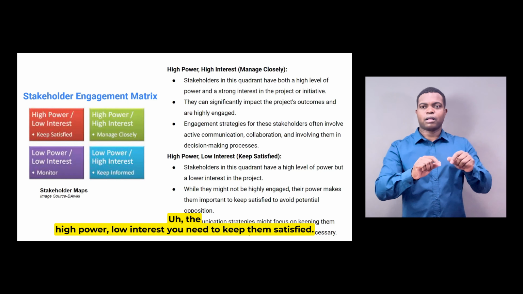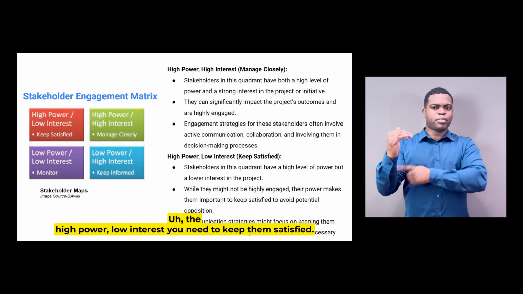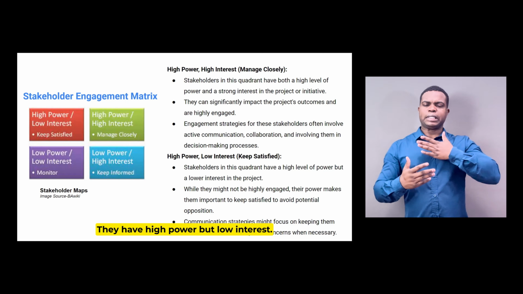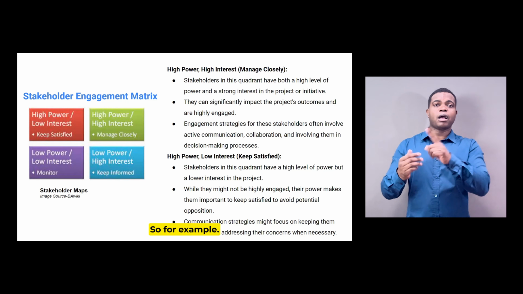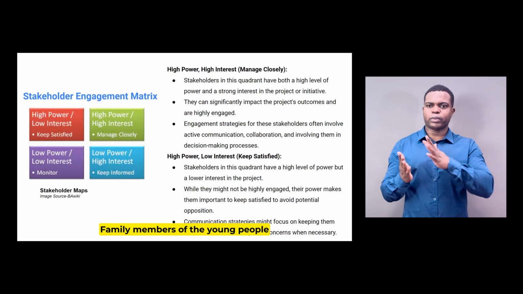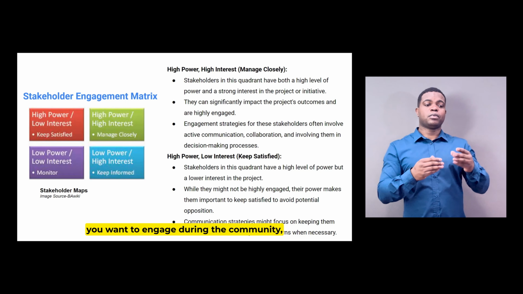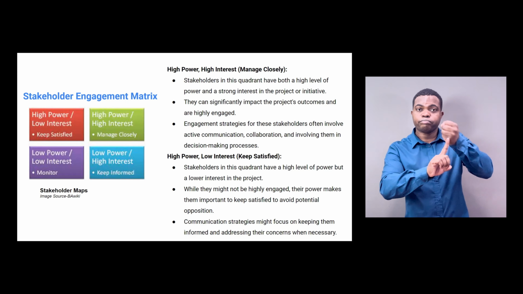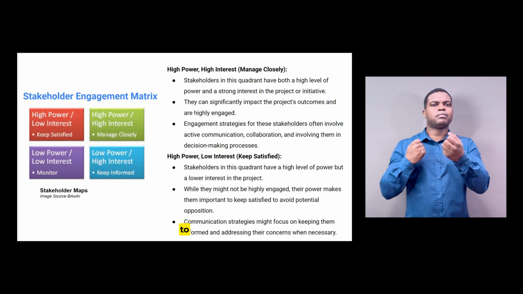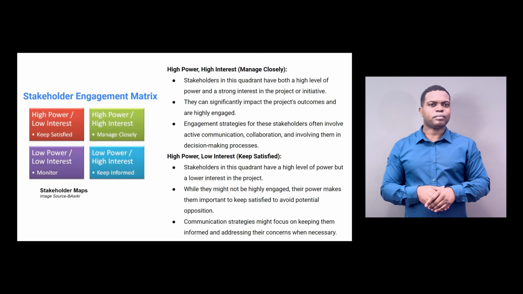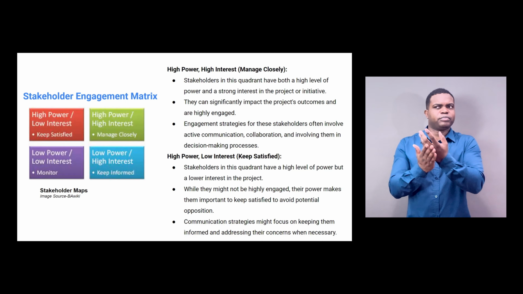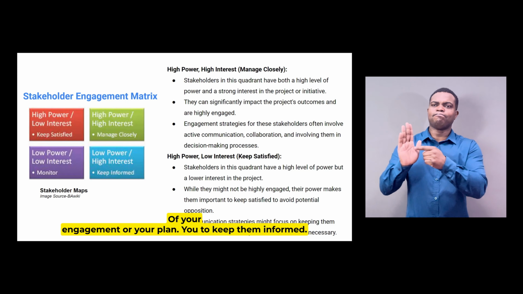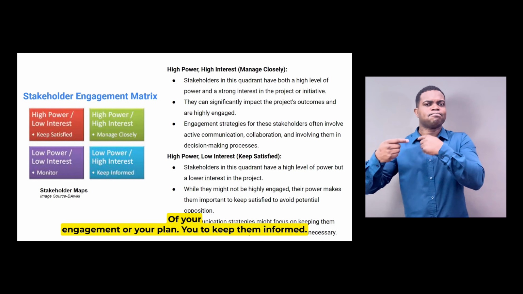The high power, low interest, you need to keep them satisfied. They are the latent. You need to keep them satisfied. They have high power but low interest. So, for example, family members of the young people you want to engage during the community election campaign program. These family members, you need to also keep them informed. Maybe the progress of your engagement or your plan. You need to keep them informed.